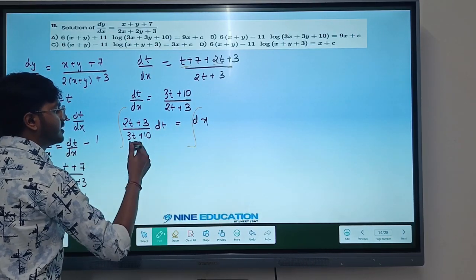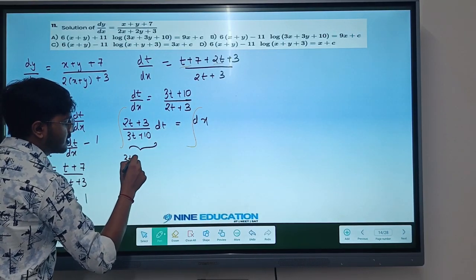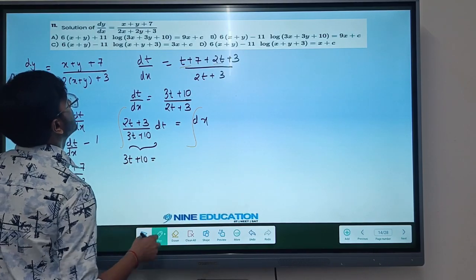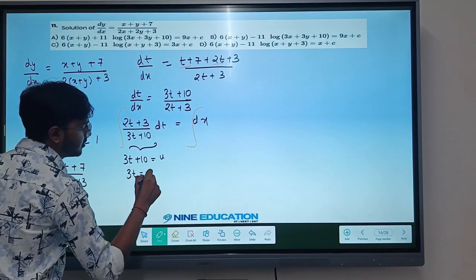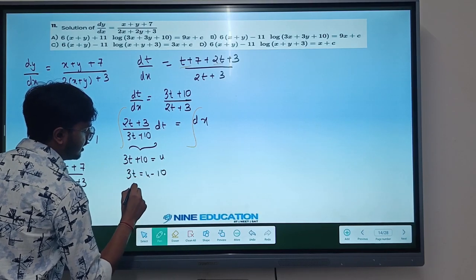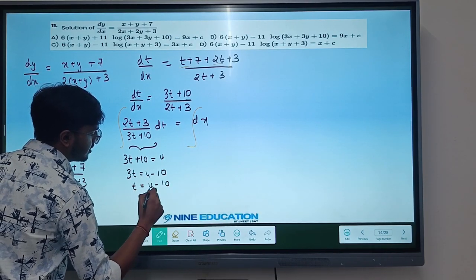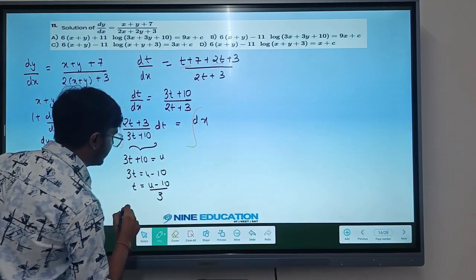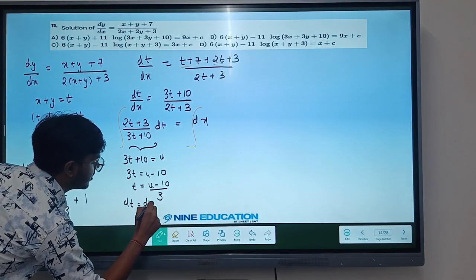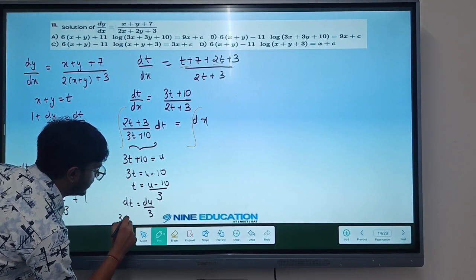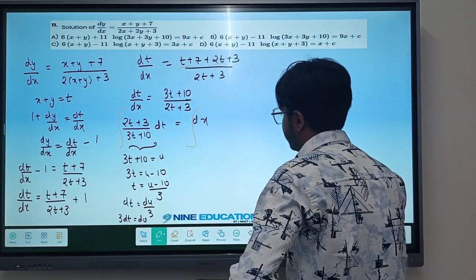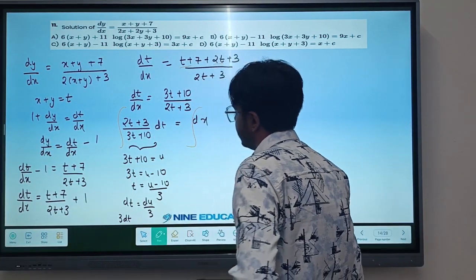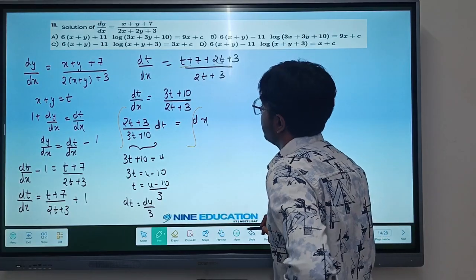Integration both sides. For this integration, what will we do? Take this denominator 3t plus 10 as some variable u. So 3t would be u minus 10 and t would be u minus 10 by 3. Here what will we get? dt as du by 3. So 3 dt is du. Sorry, dt is du by 3. We don't need 3 dt, right? We just need dt is du by 3.